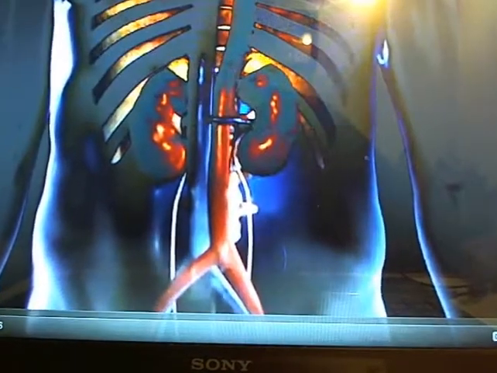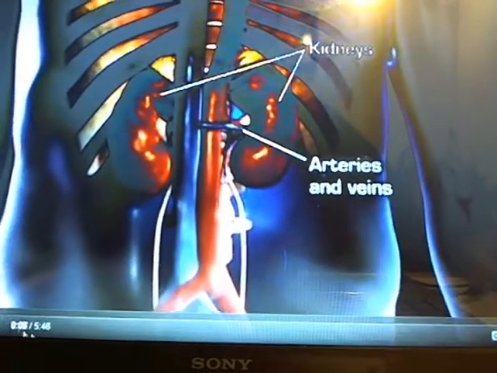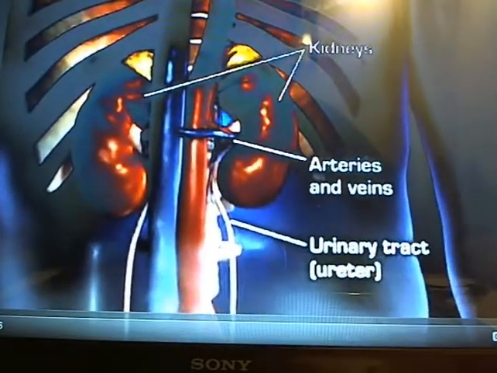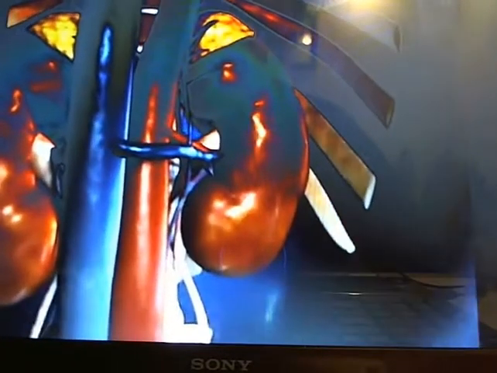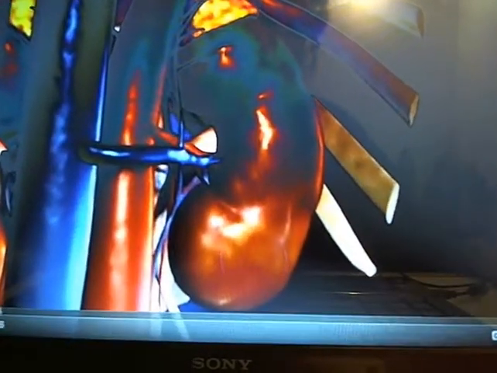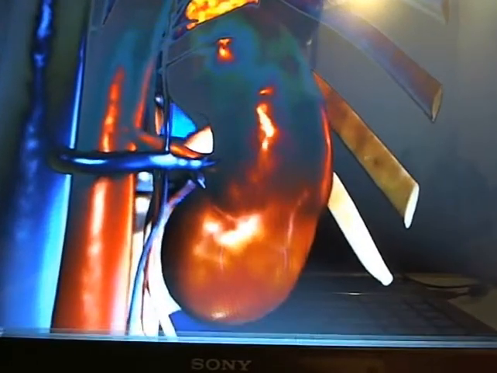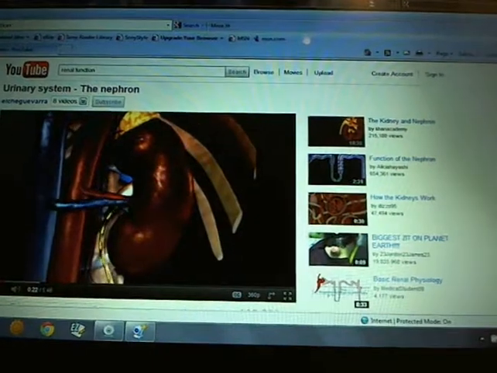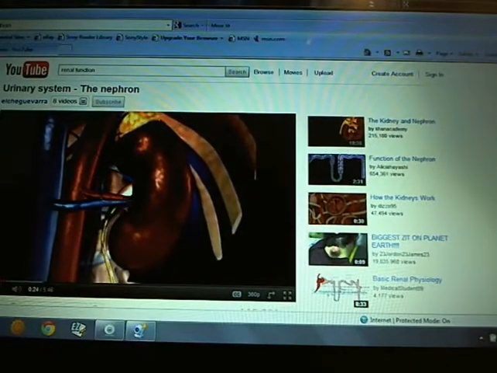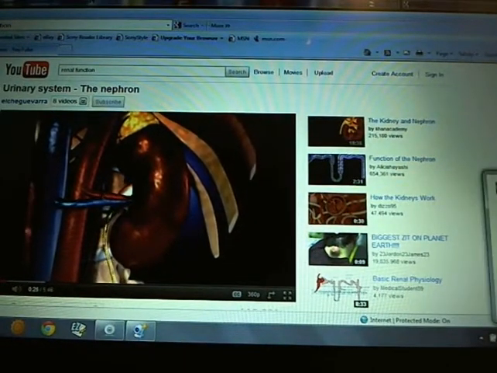The urinary system consists of the kidneys, the connecting arteries and veins, and the urinary tract. The kidneys are paired, bean-shaped organs lying outside the peritoneal cavity in the back of the upper abdomen, one on each side of the vertebral column. The kidneys function as the body's main excretory organs, eliminating the body's metabolic waste products by filtering the blood.